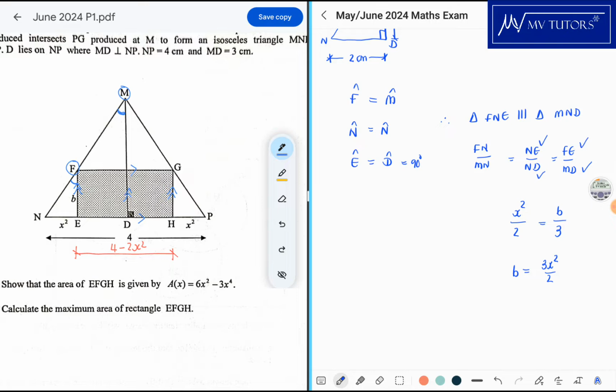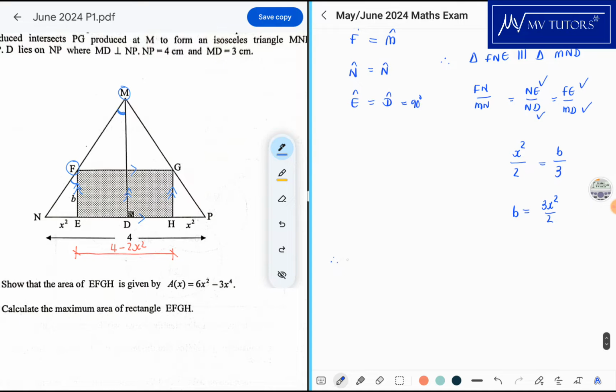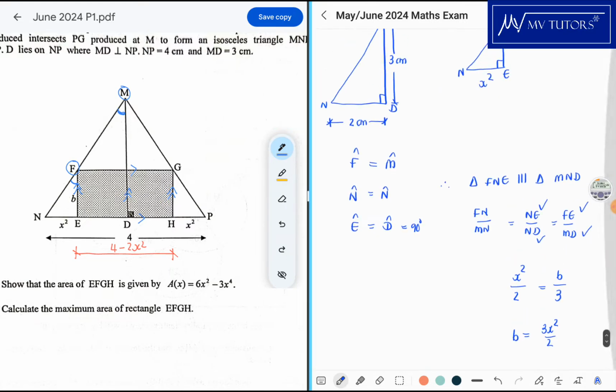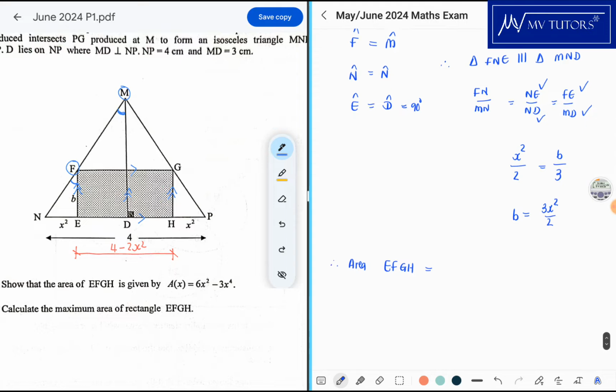Now we can finally get the area. Therefore, the area of rectangle EFGH will be equal to B, which is FE, times EH.